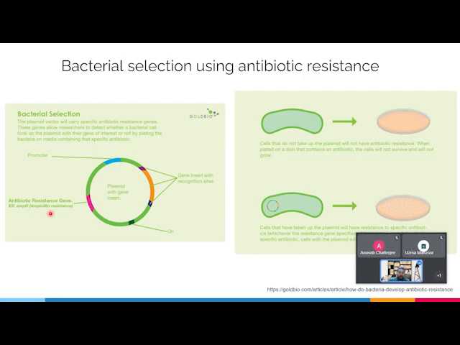So this is a diagrammatic representation of what happens. Cells that do not take up the plasmid will not have antibiotic resistance, and when plated on a dish that contains an antibiotic, the cells will not survive. Whereas cells that have taken up the plasmid will have resistance to a specific antibiotic, and these cells will survive and proliferate on the plate. So we will have colonies only from the bacteria that have the particular plasmid. Anyone else will not have any colonies on the plate.